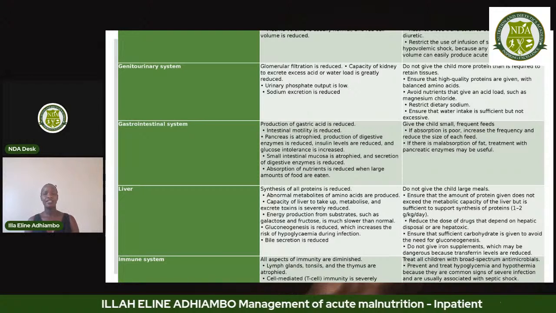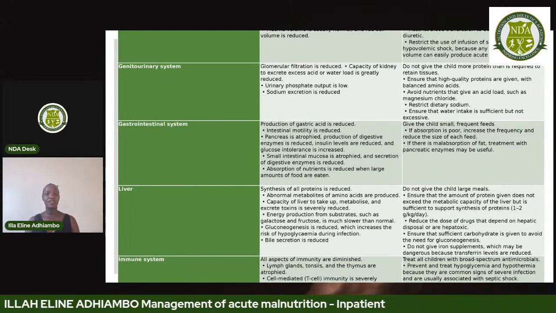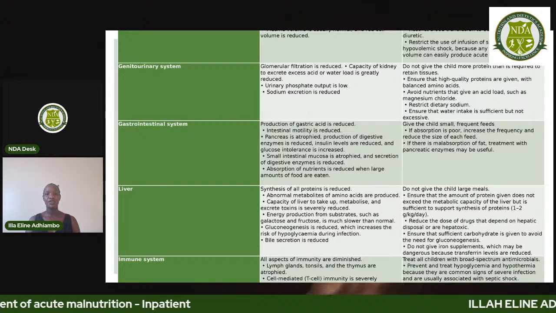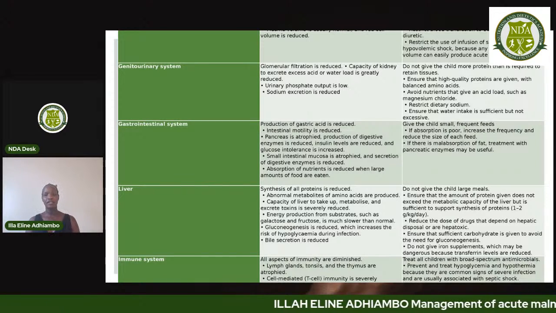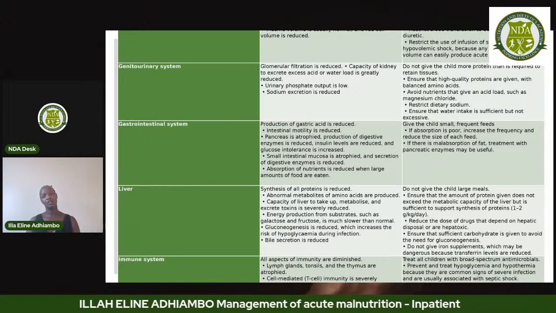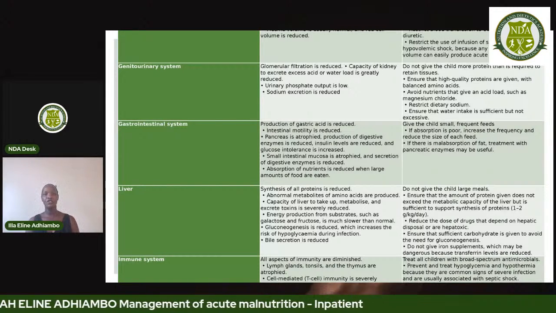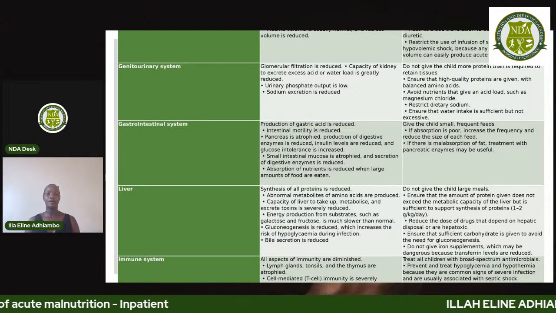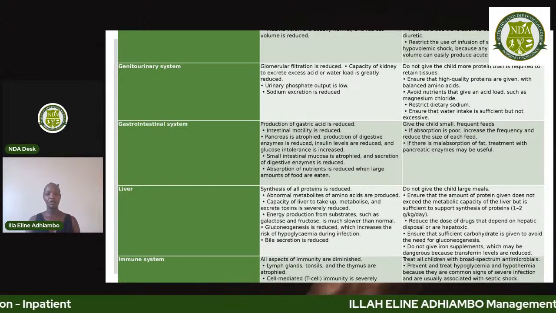The lymph glands, tonsils, and the thymus are atrophied. You find that cell-mediated T-cell immunity is severely affected. So we have to make sure how we manage this baby. We have to be very cautious so that we give the body time to adjust and be able to work properly.